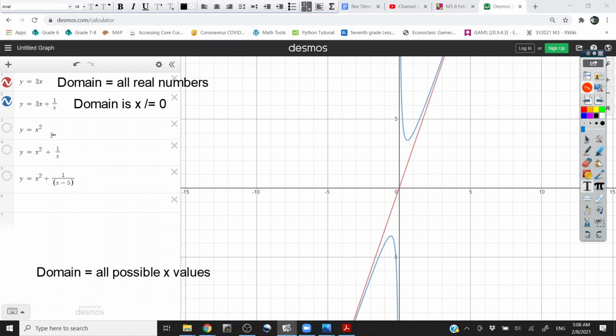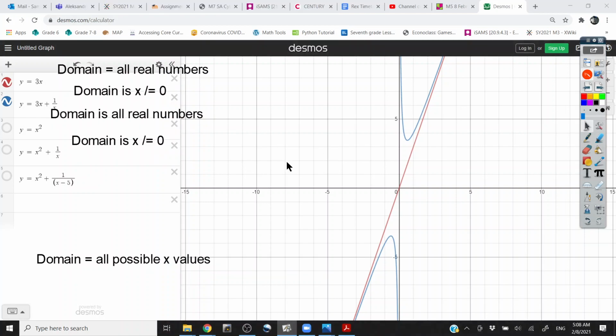So if I look here, this function just takes x values and squares it. Well, the domain is all real numbers, because I can take any number and square it. I have no troubles there. But in this next one, we have that 1 over x again. So the domain here is x is not equal to 0. So we're going to hit the same type of thing.